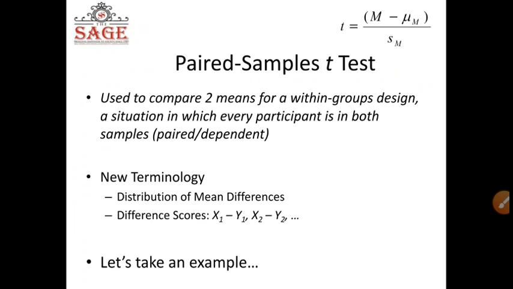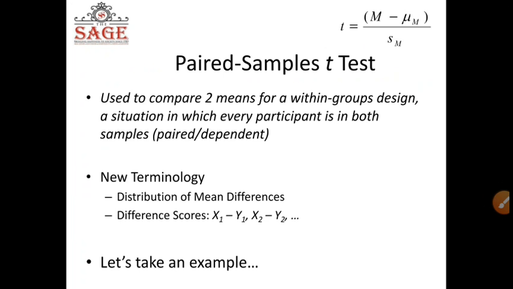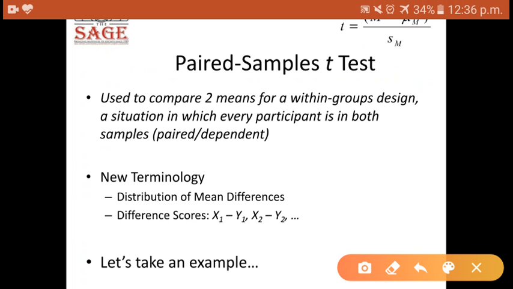Paired sample t-test. Now, what is a paired sample? It means that there are two samples, but we are trying to find out the effect of an intervention on the same sample. That means before and after test. So, it is used to compare two means for a within group design, a situation in which every participant is in both samples. That means if there are two samples, one sample is going to be before and the other is going to be after.